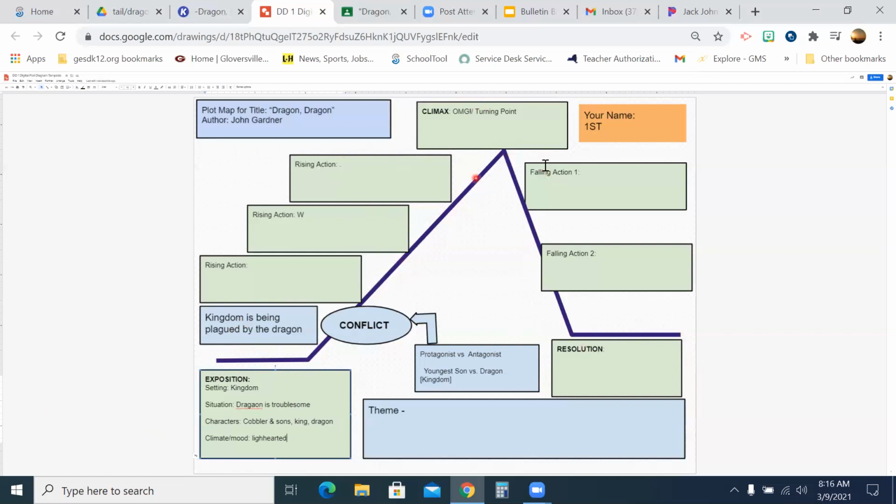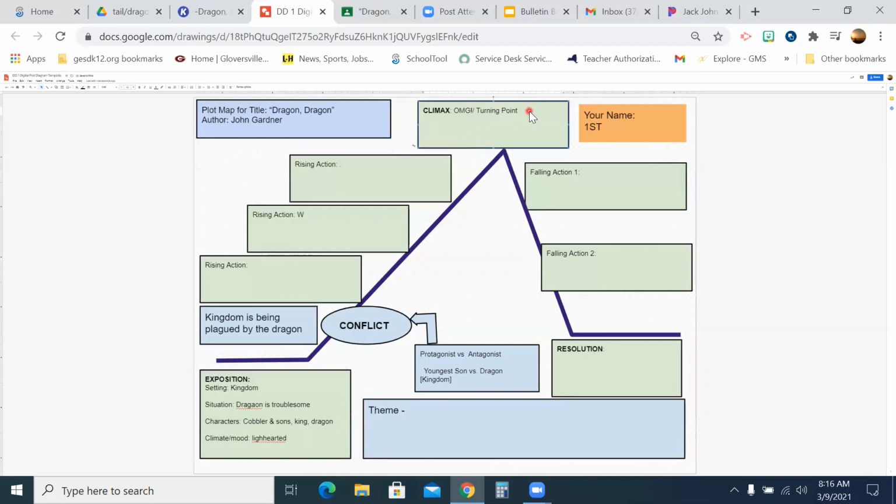So what was the turning point of the story? When did the story turn in a different direction? What happened that made the story come to a resolution? What was the event? Because remember, this is a plot diagram. We're diagramming the events. The second brother gets swallowed, or the first brother gets swallowed. That made the story turn.